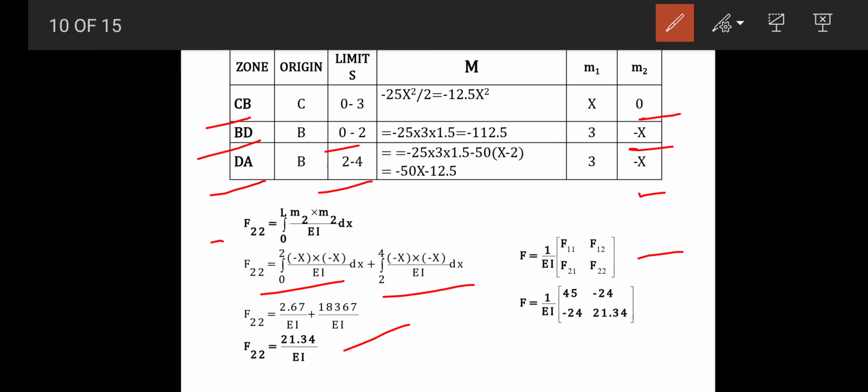So putting in here and taking 1 upon EI outside, we have the flexibility matrix. The first column is 45 and minus 24, and the second column of the matrix is minus 24 and 21.34.